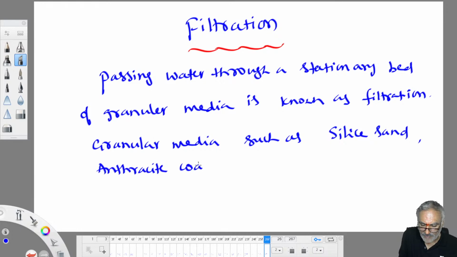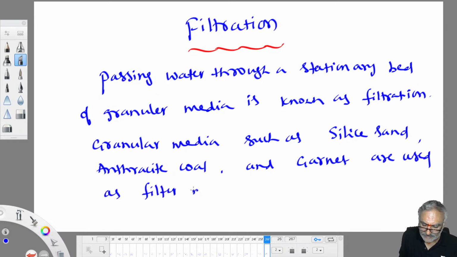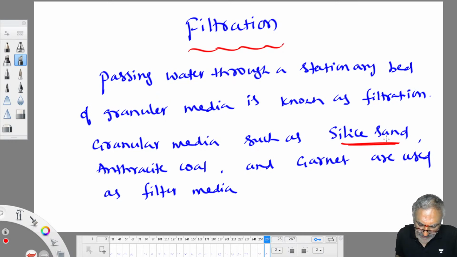Of course, except sand, the remaining are not available in India. So in general, for filtration it's only sand, anthracite coal and garnet that are used. Garnet is nothing but a green sand used as filter media. They are known as filter media. So in India it is only sand. You don't find anything beyond sand. So whenever we talk about filter media, by default it is only sand, granular media. So passing water through a bed of sand is called filtration.